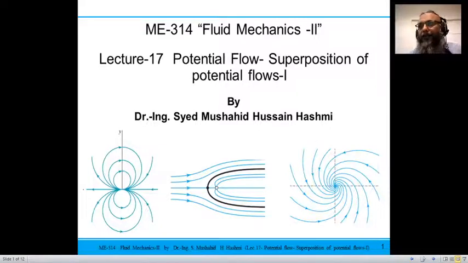This is lecture number 17 of course MET14 Fluid Mechanics 2, and this is the second lecture of this week. We have already talked about basic potential flows, in which uniform flow we have done, source and sink flow we have done, and the vortex flow we have done. So we have worked out their corresponding stream functions and velocity potential functions.